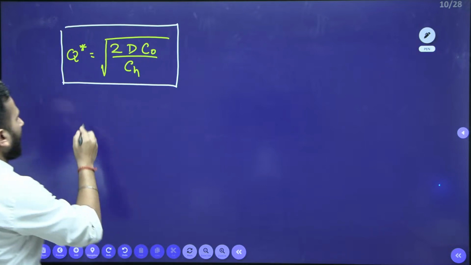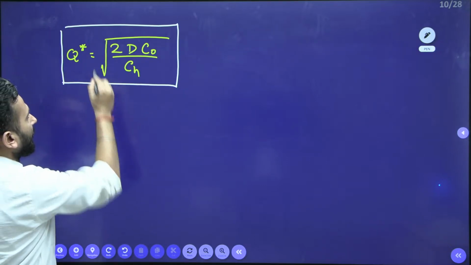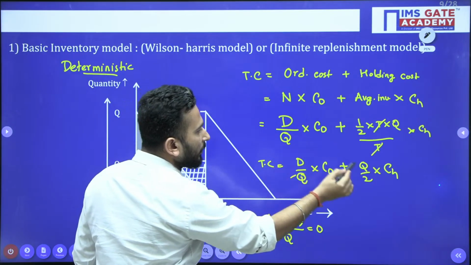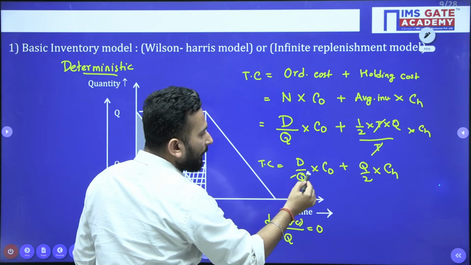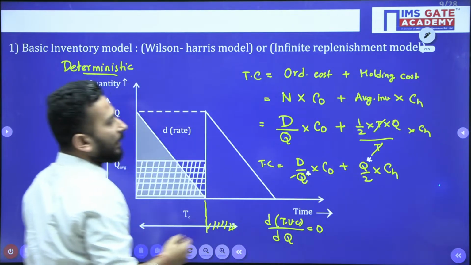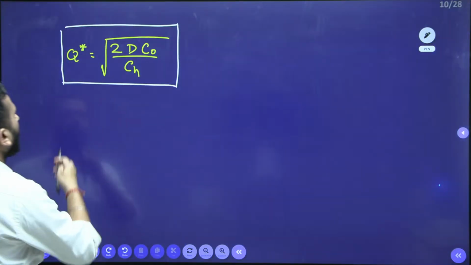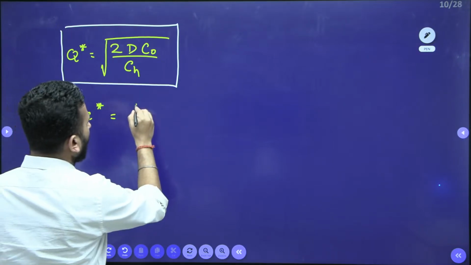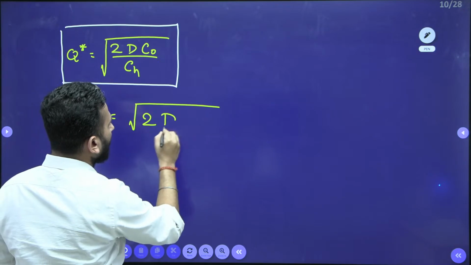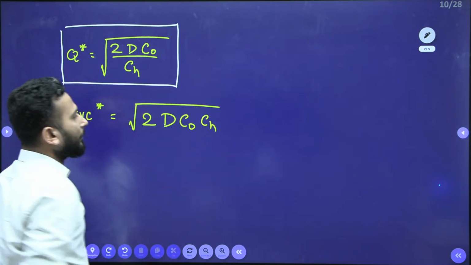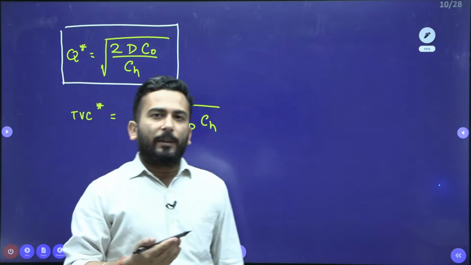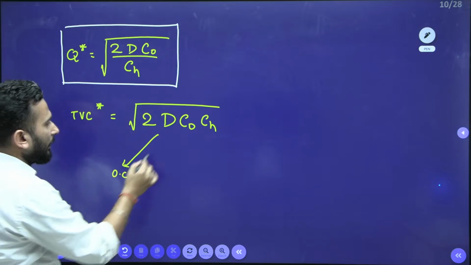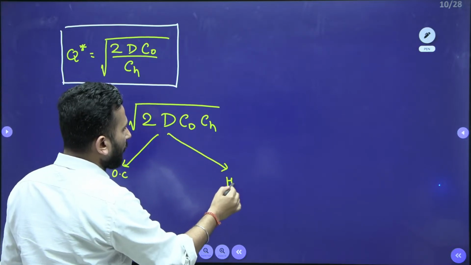Now my dear friends, you know that this Q star, if you substitute over here, and over here, and over here, so you will be getting what? Total variable cost minimum, and its formula everyone knows, it is root over 2D C naught CH. Okay. One observation is this: ordering cost becomes equal to holding cost.